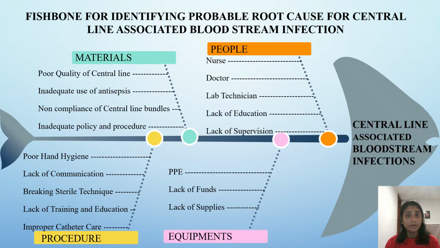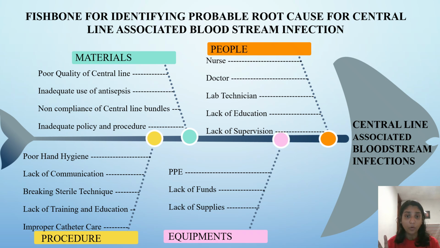This is my fishbone diagram. On the right side, we can see central line associated bloodstream infection as my head part. So the main bones have major causes.